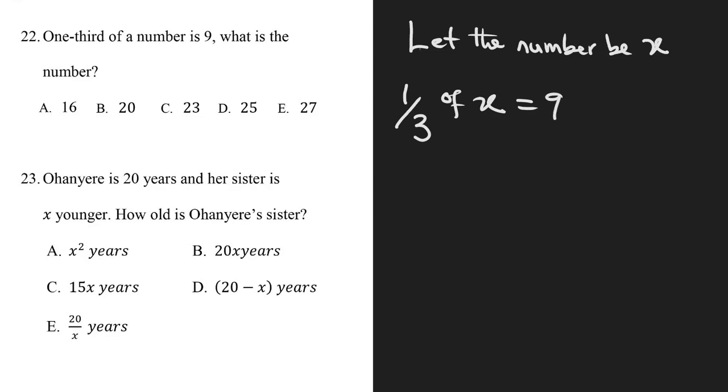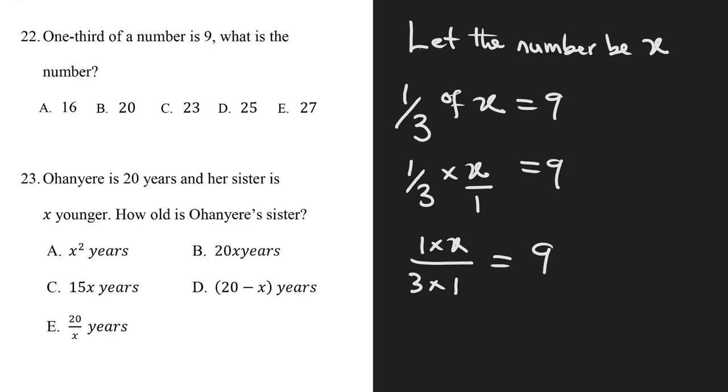And remember that "of" in mathematics is times. So that's 1/3 times x is equal to 9. So you can balance this one with 1, right? So 1 times x is what? Of course, it is x. 1 times x over 3 times 1 is, of course, 3. We say it's equal to 9, right? So balance this one with 1 and cross multiply.